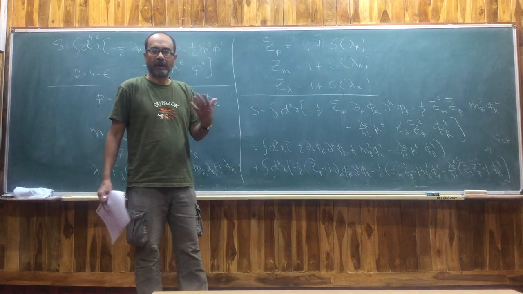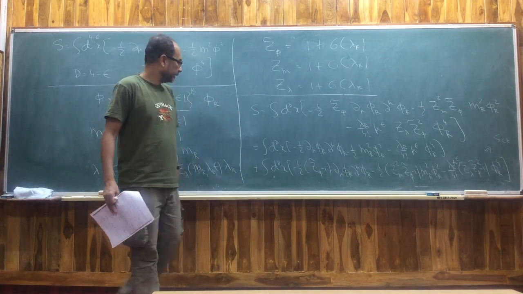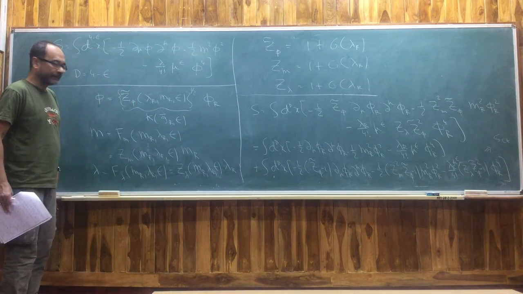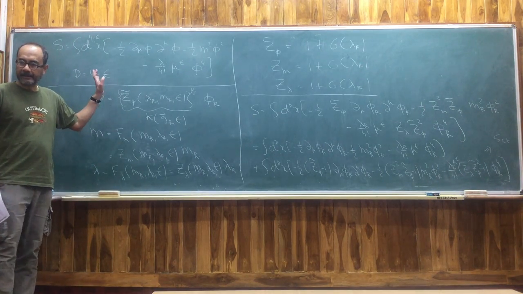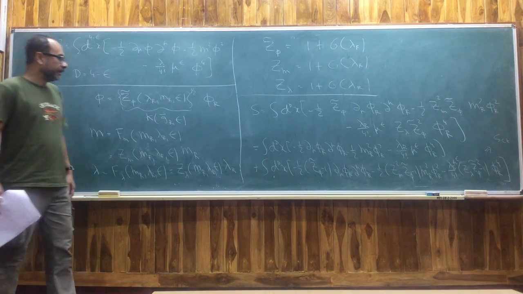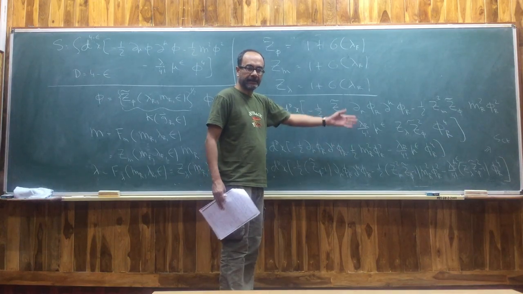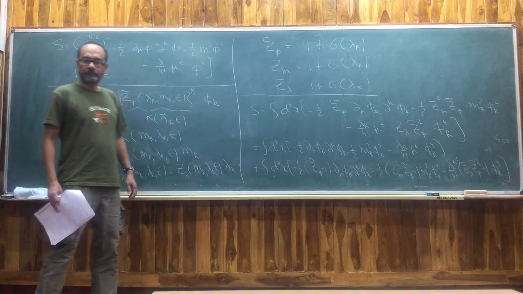Because we have not said so far what these are. We have just made an arbitrary division of the action into two parts. So far the z's are completely arbitrary. All I have done is choose some constants and redefine our fields, φ in terms of φr, m in terms of m_r, λ in terms of λr, and divide the action into two parts. So, can you explain again why the second part is small?